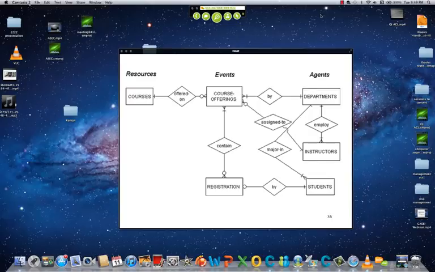Some courses are not offered in summer, for example, so you cannot have summer registration for them. So a course offering can be associated with either 0 registrations or many. Or you have a course which is not popular and no one registered for it. So you have a course for which there are no registrations. Make sense?